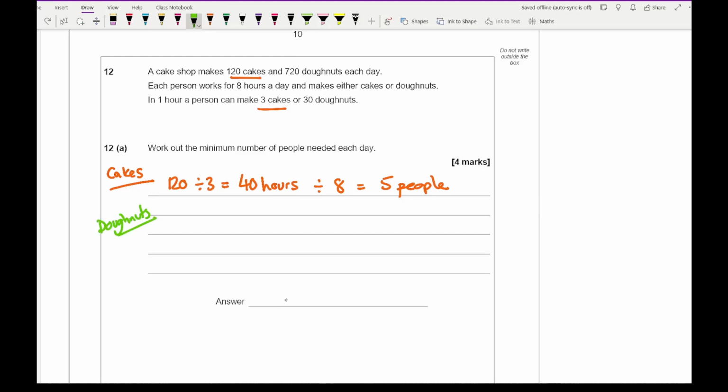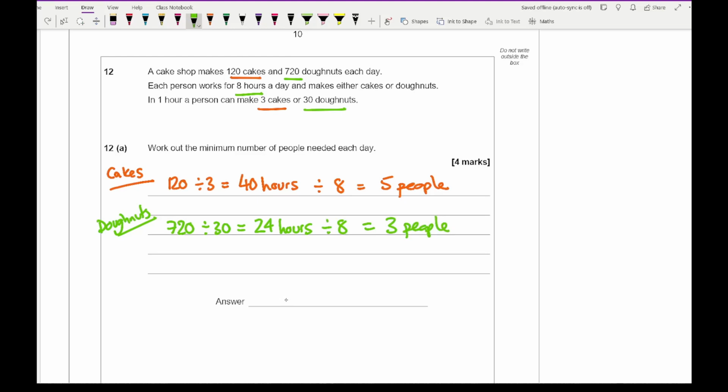Then if I move on to the donuts, here I want to make 720, and in an hour they can make 30. So if I divide that by 30, I can then work out how many hours I need. So I need 24 hours, and if each person works 8 hours, I divide that by 8, and I'm going to need 3 people.